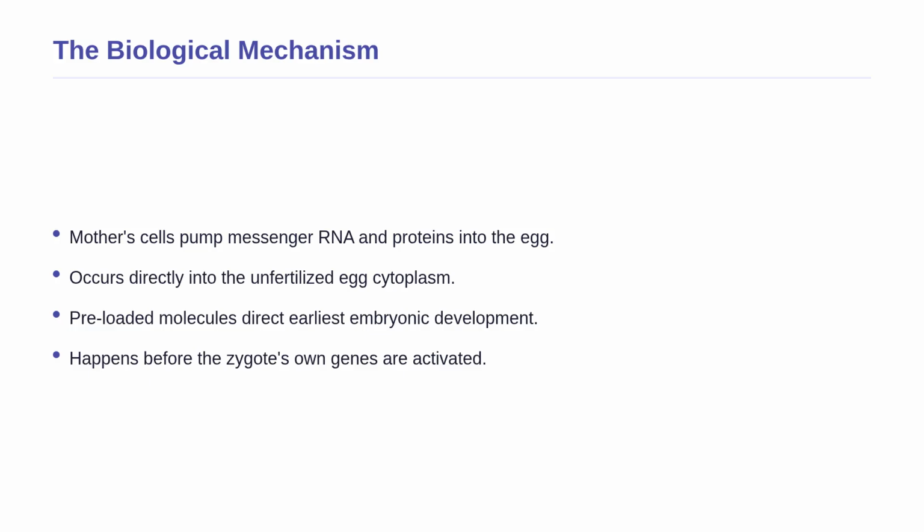So, how does this biological override actually happen? Mechanistically, this occurs because the mother cells surrounding the developing egg actively pump messenger RNA and essential proteins directly into the unfertilized egg cytoplasm. When fertilization occurs, these preloaded maternal molecules direct the earliest stages of embryonic development. They do all of this heavy lifting before the zygote's own genes are even activated. Therefore, even if an offspring inherits a dominant gene from its father, it will still display the recessive trait if its mother's genotype was homozygous recessive.